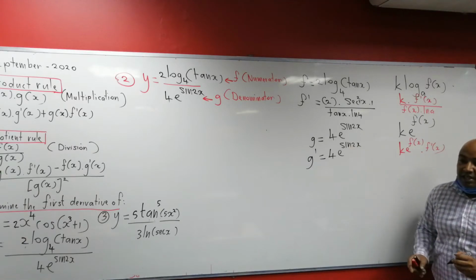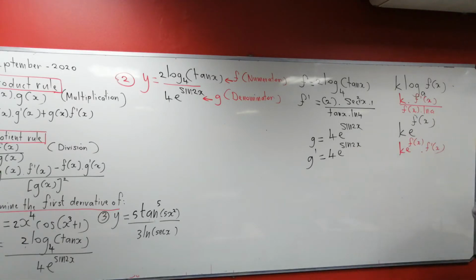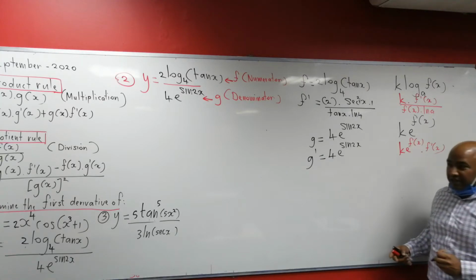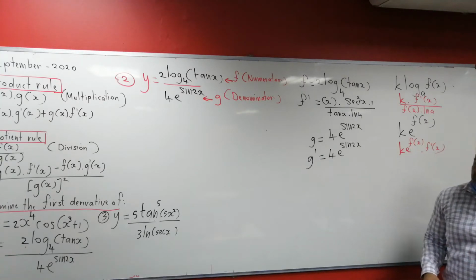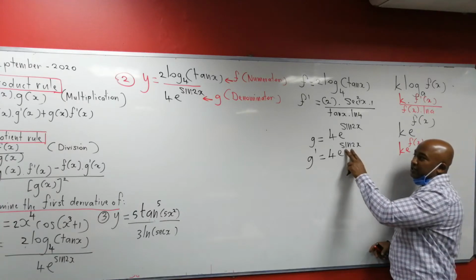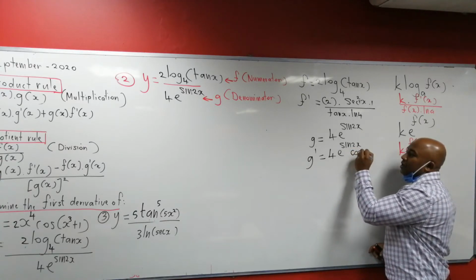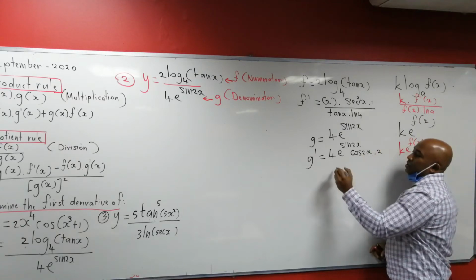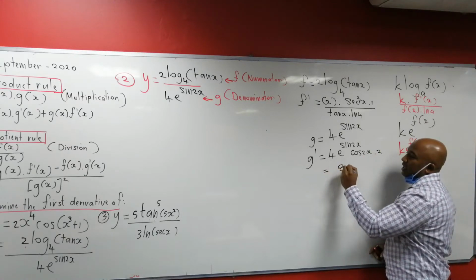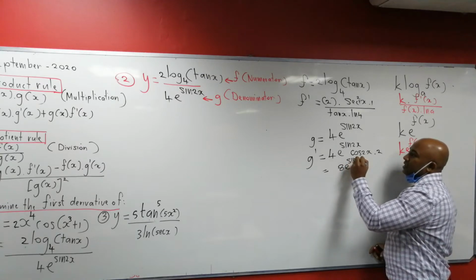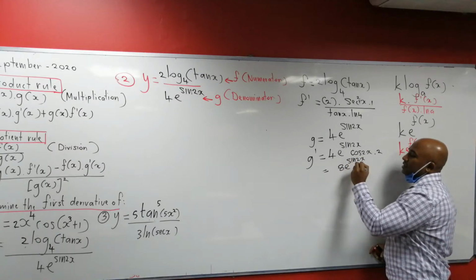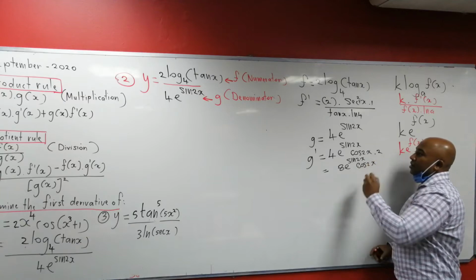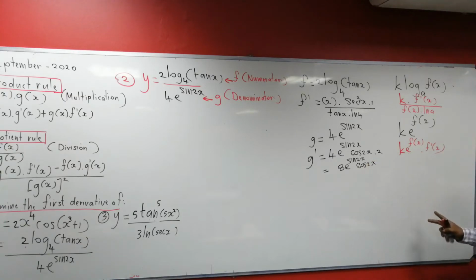So differentiate sine 2x. That means you're going back to the table of derivatives now. Can you see that? That's why it must be in your mind. You just switch in a few seconds. The derivative of sine 2x is going to be cos 2x times the derivative of 2x, which is 2. So 4 times 2 will be 8e to the power sine 2x times cos 2x. This is the main thing here. Once this is sorted out, the rest is easy.